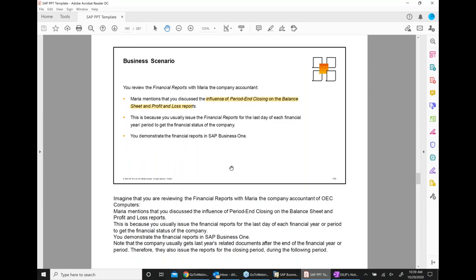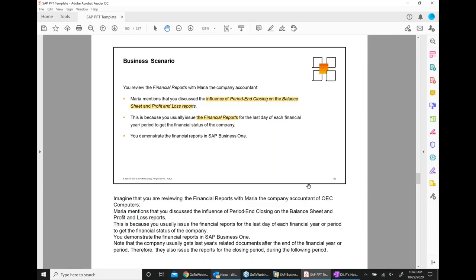The next one we talk about is the business scenario. As part of the year-end closing, we need the balance sheet and profit and loss. So when we close the books, we talk about the financial period. We discussed that financial period in SAP. So at the end of the year, we can produce these financial reports for each year.